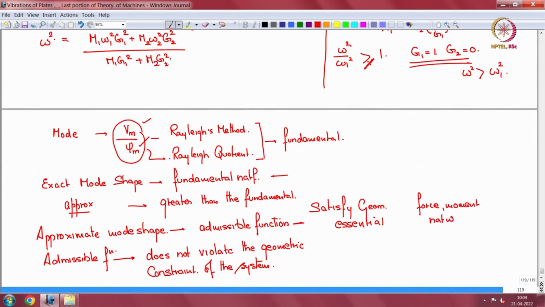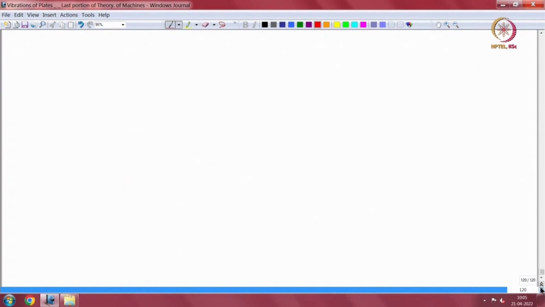So the function has to satisfy these essential boundary conditions. Such a function is called admissible. Now let us see an example for a continuous system. We will look at an example of a simply supported beam.